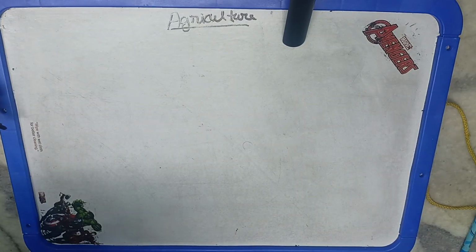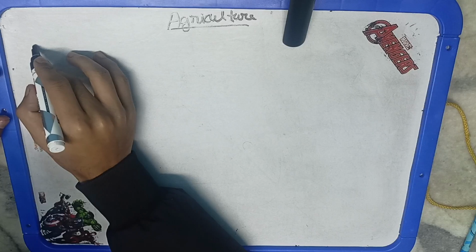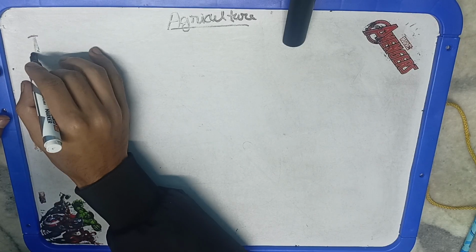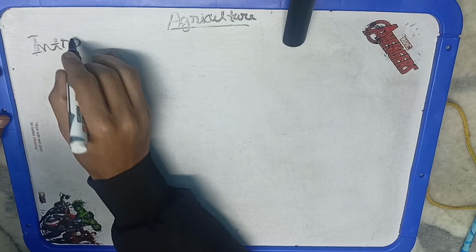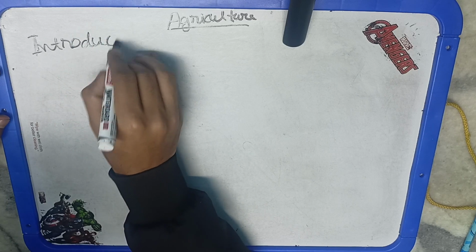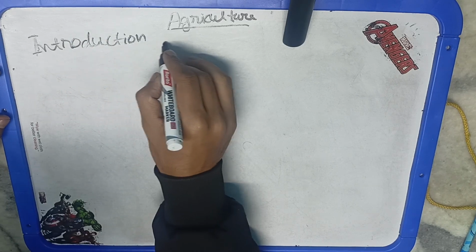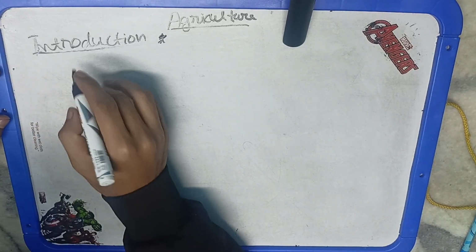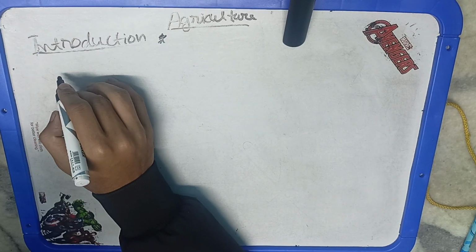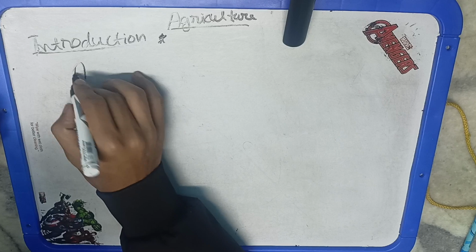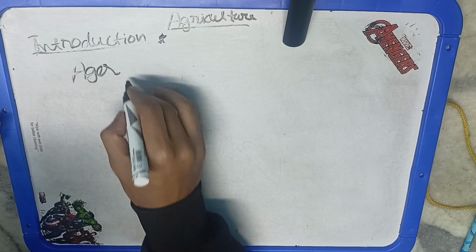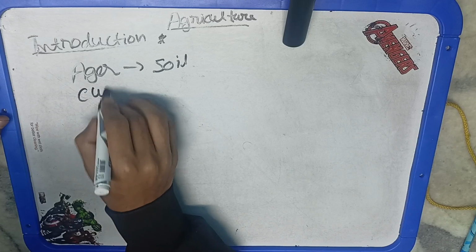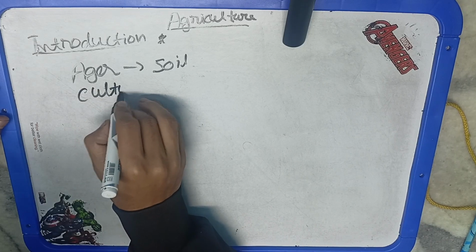Now we'll start with the introduction to agriculture. As you all know, agriculture is a very broad term which comprises all the activities happening over and above the ground level. If you look at the etymology, this word originated from two Latin words, ager plus cultura. Ager means the soil and cultura means cultivation. So agriculture is an art and science both, in which we study all the human activities related to the use of soil. Whatever we are doing over and above the soil comes under agriculture.